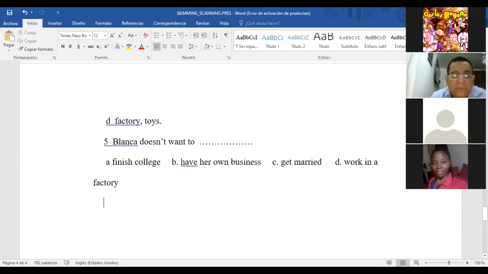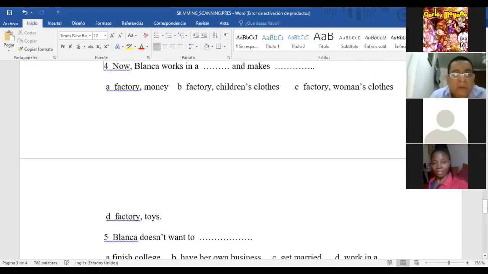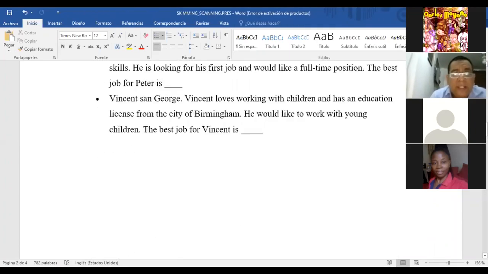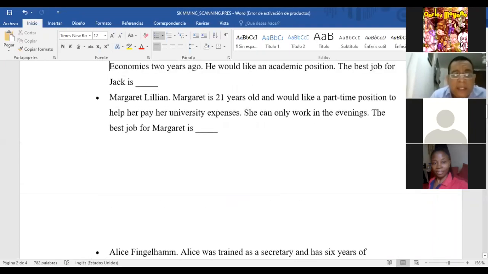So these are examples about how we can use both English skills, reading English skills, skimming and scanning.